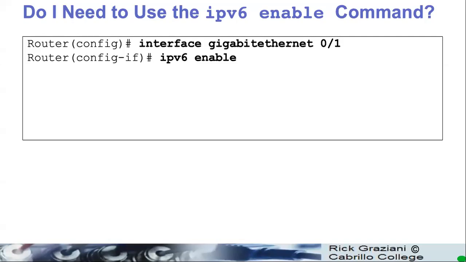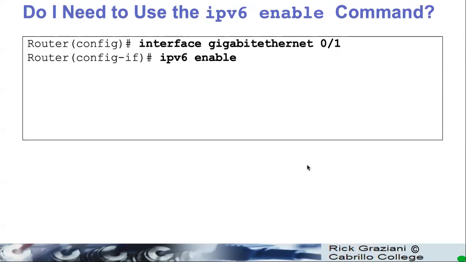Do I need to use the IPv6 enable command? So let's get back to Cisco IOS for a second. The IPv6 enable command, I used to see this a lot, where people, when they thought they had to configure an interface for IPv6, thought I need to use this command. The answer is no. You don't need to have it to configure IPv6 on an interface. It's a little misleading because it's not enabling the interface for IPv6.